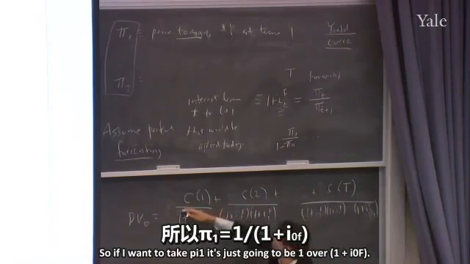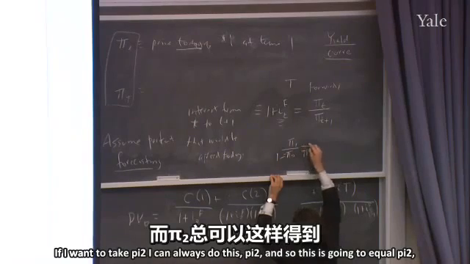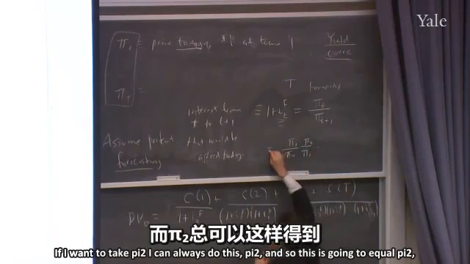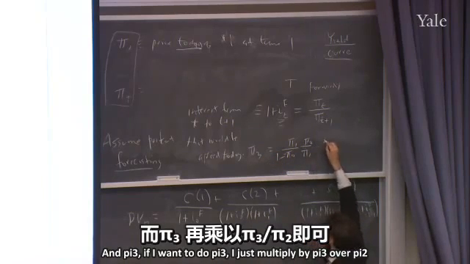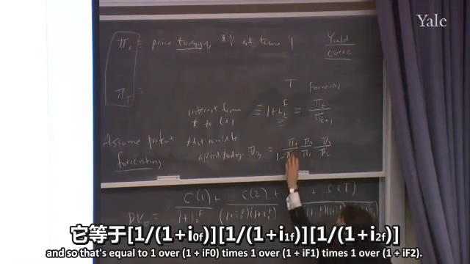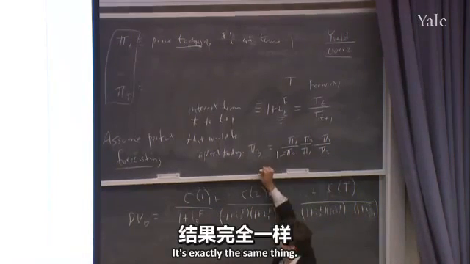So if I want to take pi 1, it's just going to be 1 over 1 plus I0f. If I want to take pi 2, it is going to be 1 over 1 plus IF0 times 1 over 1 plus IF1, etc. And pi 3, I just multiply by pi 3 over pi 2. And so that's equal to 1 over 1 plus IF0 times 1 over 1 plus IF1 times 1 over 1 plus IF2. So instead of multiplying by the pi's, I might as well take the product of the forwards. It's exactly the same thing.